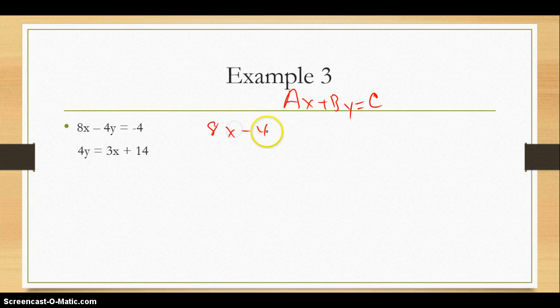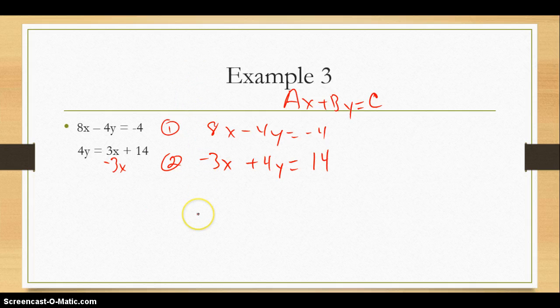So we know that the top equation is in standard form. Well, to get the bottom in standard form, I'm going to subtract 3x over. And here's my new equation now. So I have it all lined up in standard form.